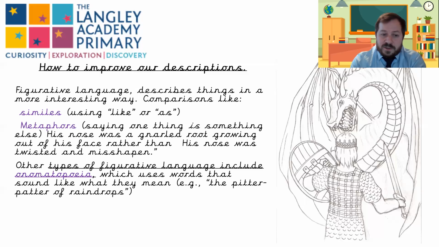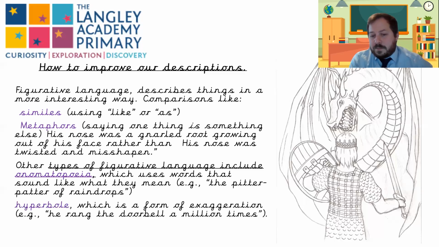Other types of figurative language could be onomatopoeia. These are words that sound like what they mean. So the pitter-patter of raindrops. And you can hear that. When you hear the rain falling, you hear pitter-patter, pitter-patter as it falls on the ground. These words which sound like what they actually sound like really help somebody understand the context and the noise which is happening at the time as well.